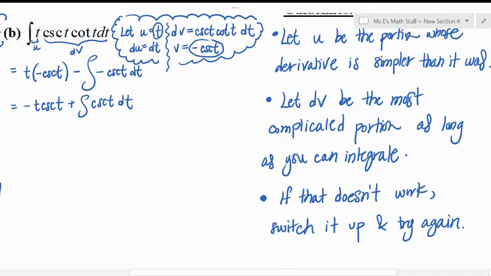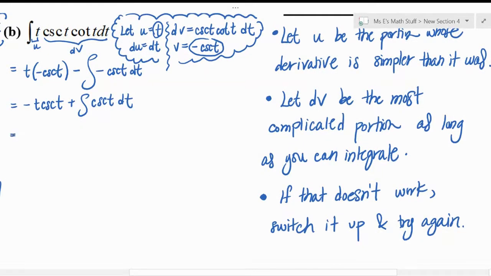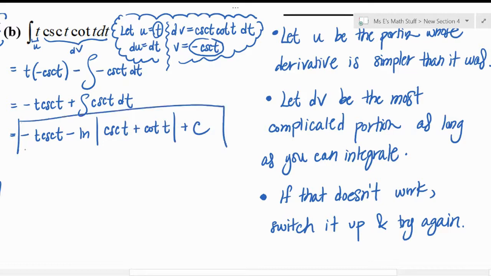Like so. And do we have a rule for the antiderivative of cosecant t? We sure do. Let's see, a minus actually, huh? Where's my eraser? There we go. Minus the natural log of the absolute value of cosecant t plus cotangent t plus c. There we go.